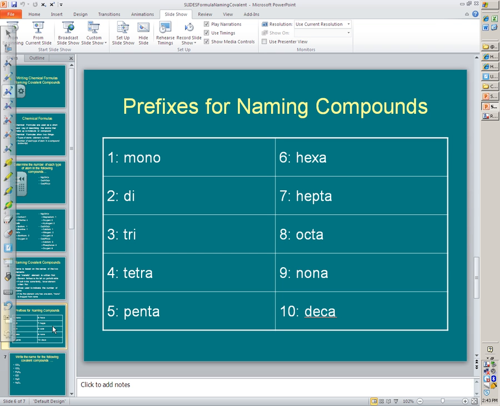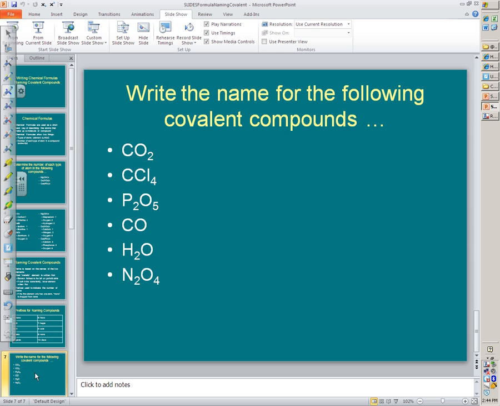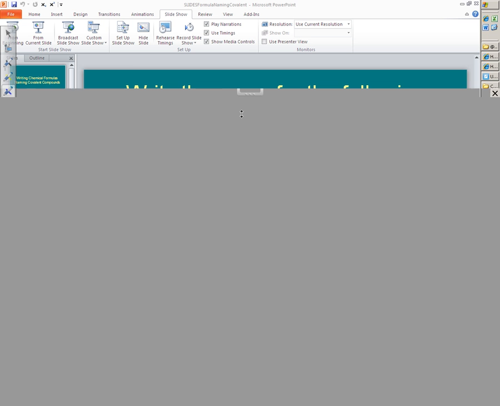Okay. So, because you know English, you probably know a good number of these prefixes already. We use these a lot, just in regular words, okay? But we use them to show you how many of the different kinds of atoms are in those compounds. For example, so we just discussed, okay?